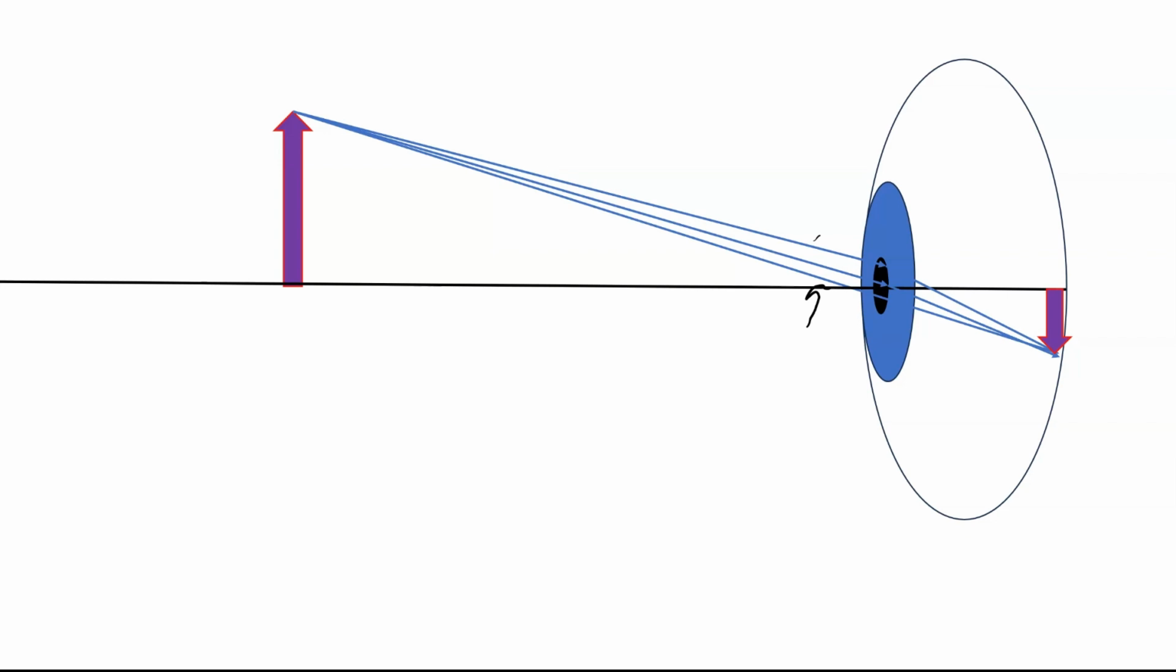If you notice in this case, our image is upside down. That's not an accident. In real life, the image on your retina is upside down, and your brain, free of charge, flips it right side up for you. So you can thank your brain for that.